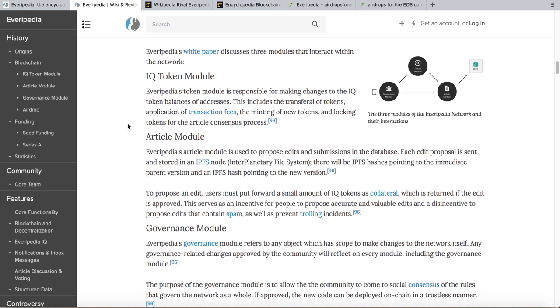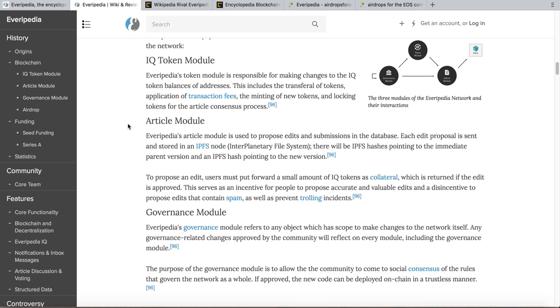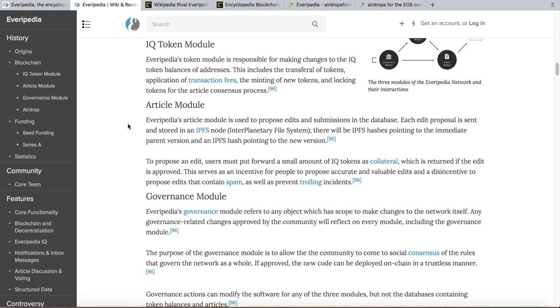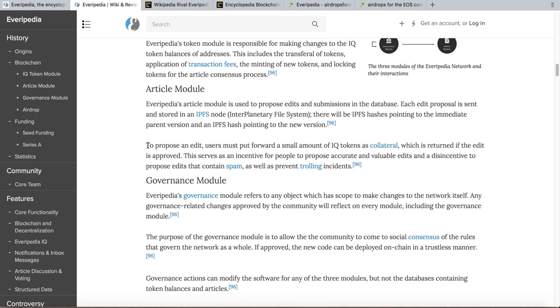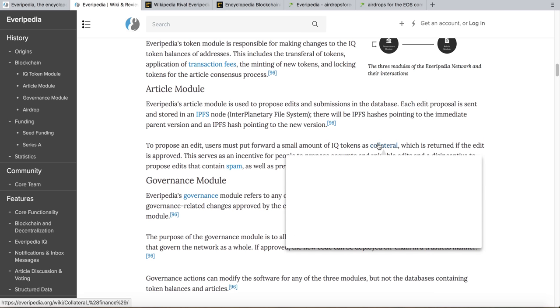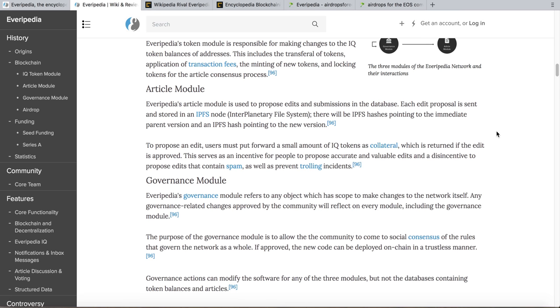So for the article module, each proposed edit is sent and stored in an IPFS node. So the IPFS node is a decentralized model. Also, to propose an edit, the user must put forward a small amount of IQ token as collateral, which is returned if the edit is approved.